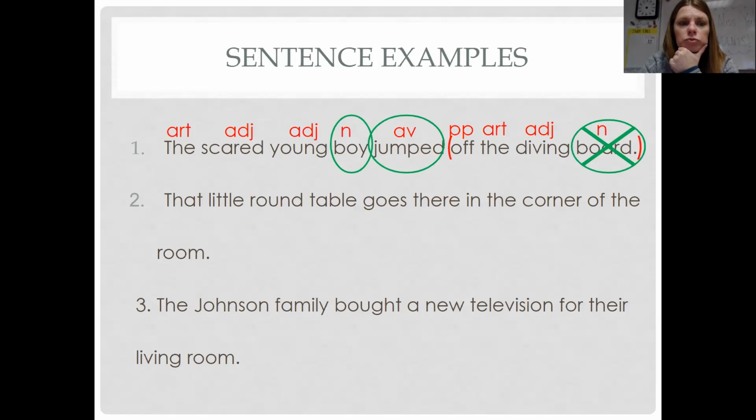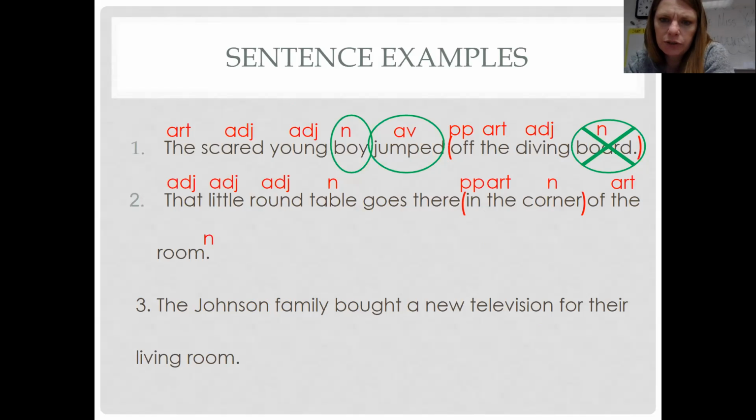All right, number 2. That little round table goes there in the corner of the room. Table, corner, room. All right, which table? That little round. Which corner? In the, or the corner, excuse me, in's a preposition. And then which room? The room. Okay, then prepositions. In is a preposition, so in the corner is a prepositional phrase. Of is a preposition. Of the room is a prepositional phrase. Then we have our action verb, goes.